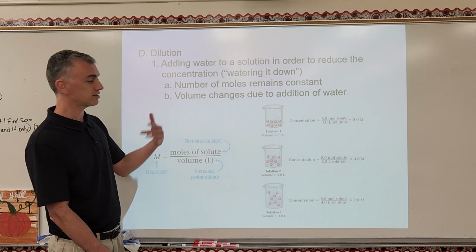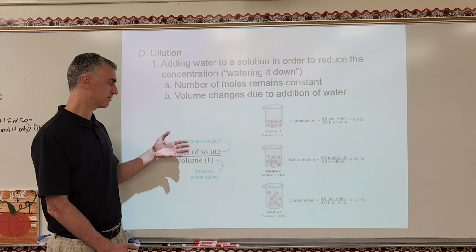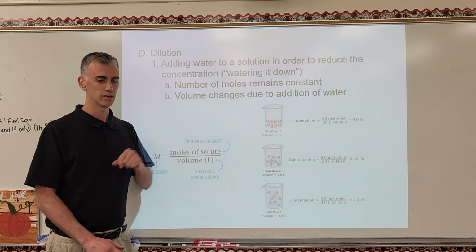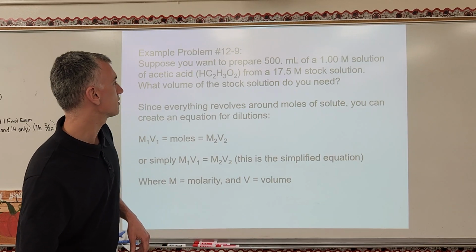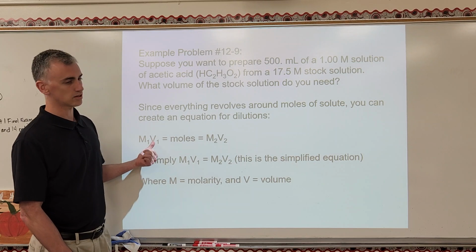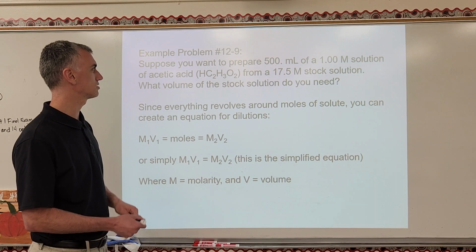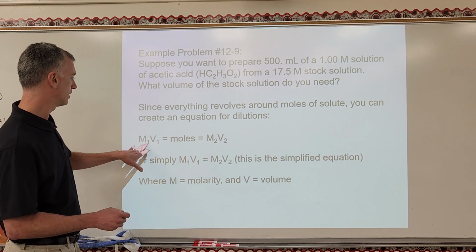Like if you want to calculate the concentration of a solution after it's been watered down, you can find out how many moles and divide by the new volume, and that's totally possible. But for a simplified approach, there's actually a nice equation that can be used, and that is this. Now, what is this all about? It has to do with the basic definition of how molarity works. So consider, why is this the case here?